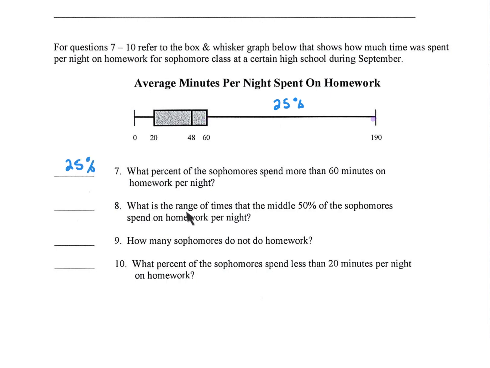Question 8. What is the range of times that the middle 50% of sophomores spend on homework per night? So you notice that they use the word range, and they're referring to the middle 50%, which means we're referring to the data in this box. Again, it's 25% in this first quarter and 25% in the second. So middle 50%, we're actually talking about the interquartile range. And 20 is the lowest amount of time, and 60 is the highest.